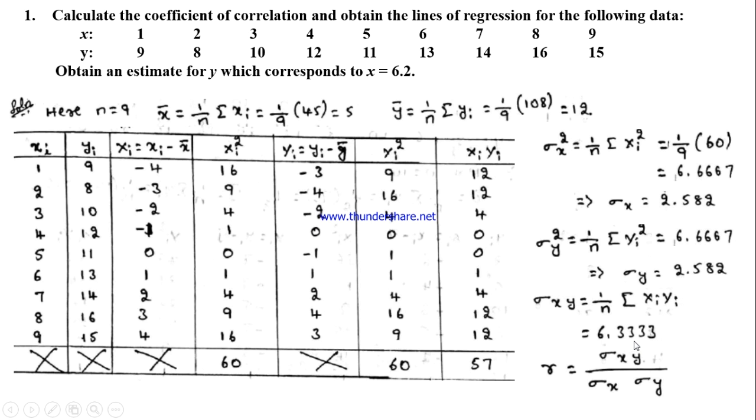Now by using sigma x, sigma y and sigma xy, we can write our r value, that is given by 0.95 in this problem. You can note we have done these kinds of problems in our last subtopic, that is under correlation coefficient or under correlation. So right now we are interested in talking about the next part of the question, that is obtain the lines of regression for this data.